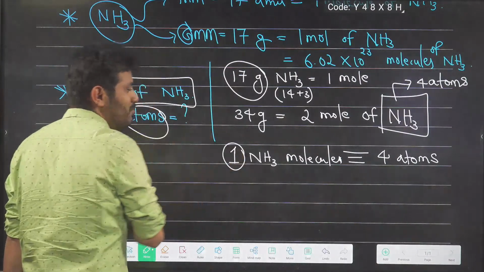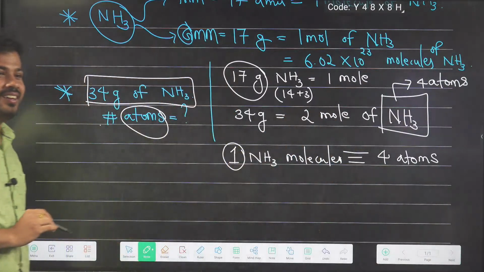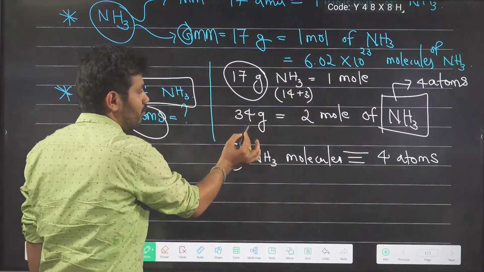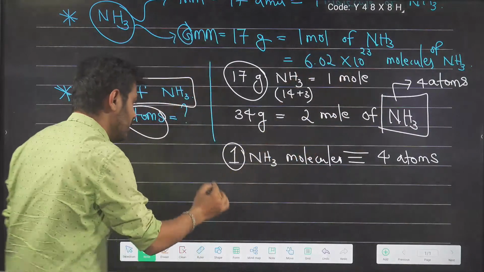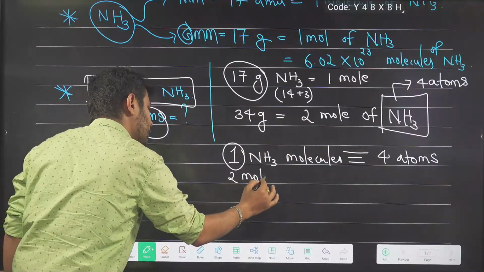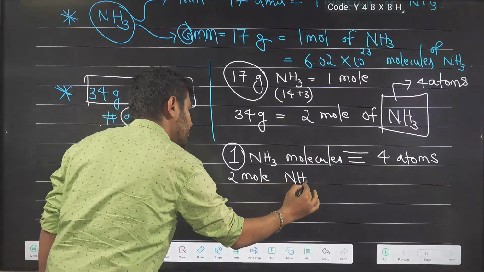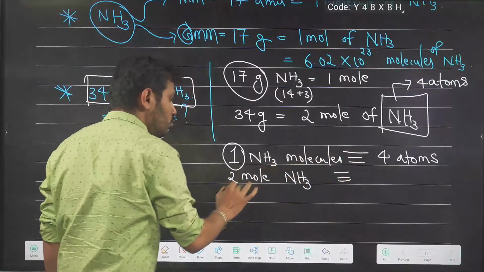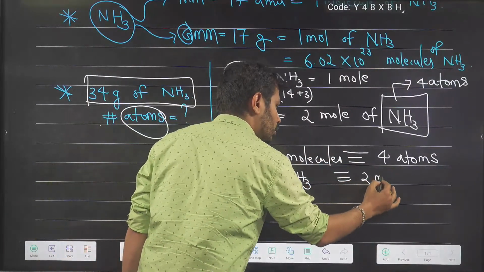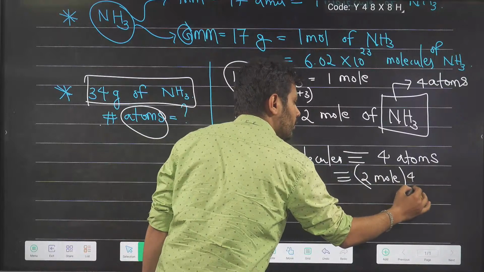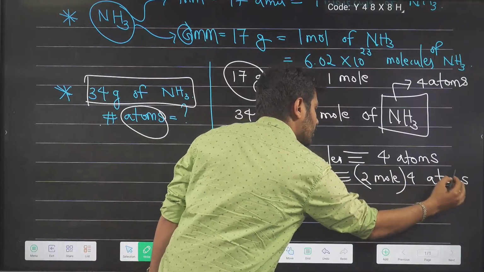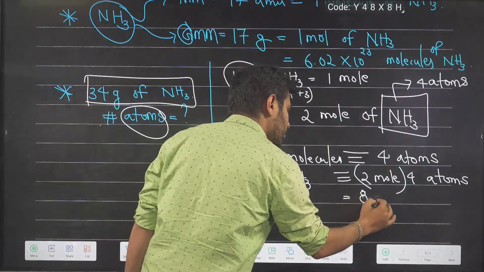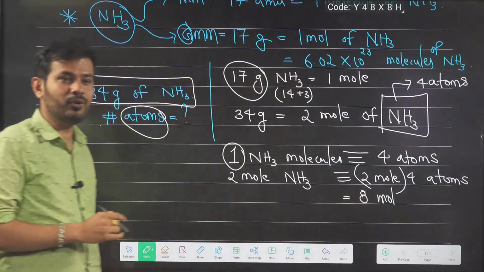Anyway, one NH3 molecule has 4 atoms. Now, our question is, we don't have one NH3 molecule. How many molecules of NH3 do we have? We have 34 gram, which is 2 moles of NH3. So, 2 moles of NH3 molecules will have how much now? 1 NH3, 4 atoms, 2 mole NH3. 2 mole into 4 atoms. This is going to be the answer. Now, can you tell me how much it is? 2 mole into 4. It is 8 mole. It is not 8, it is 8 mole.